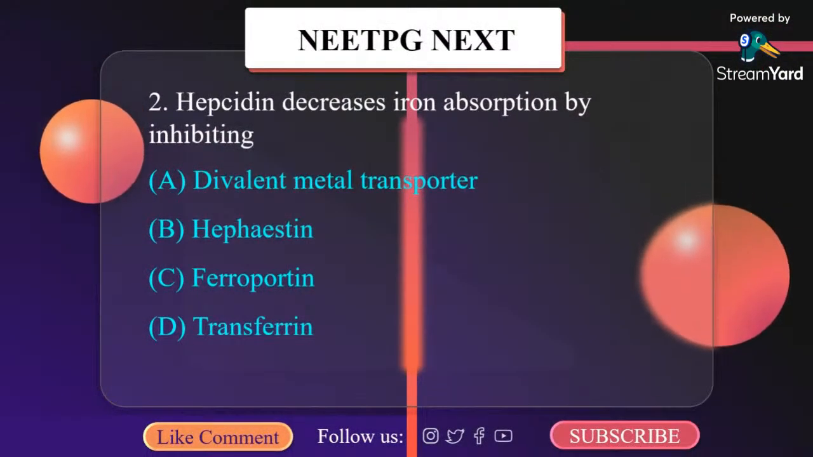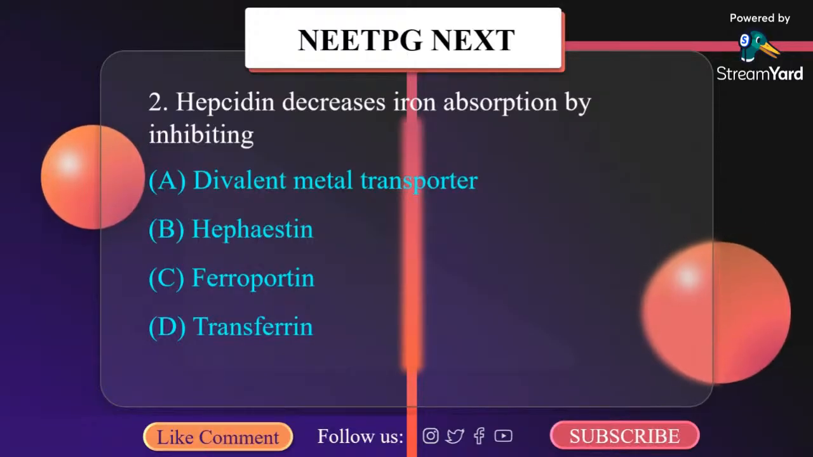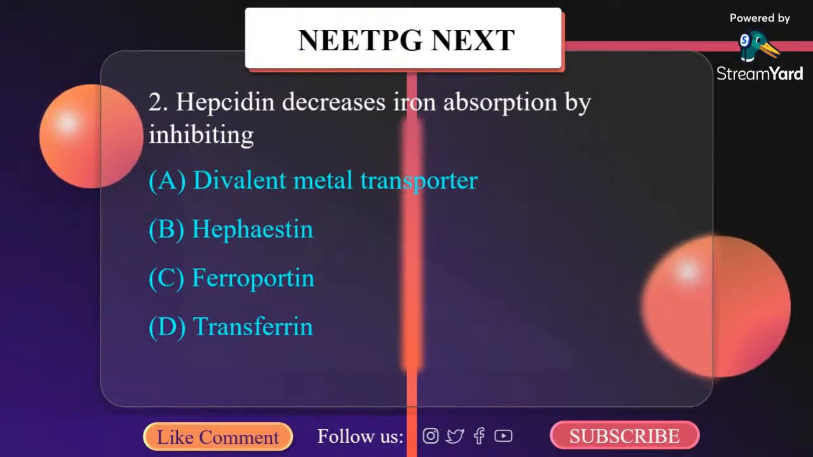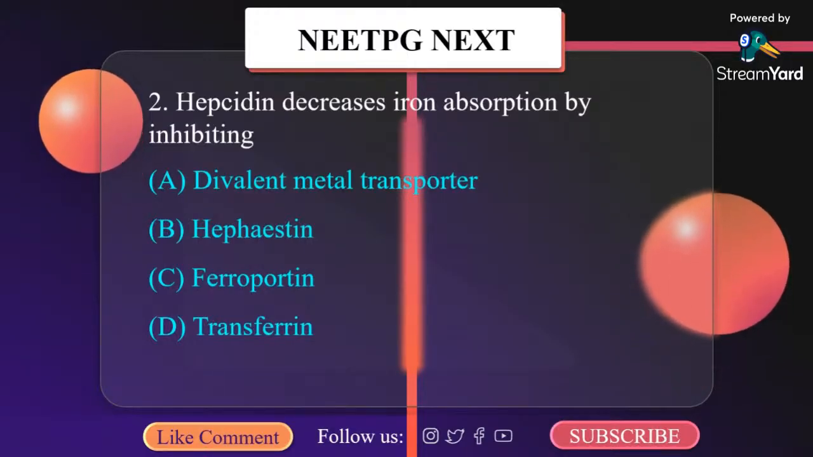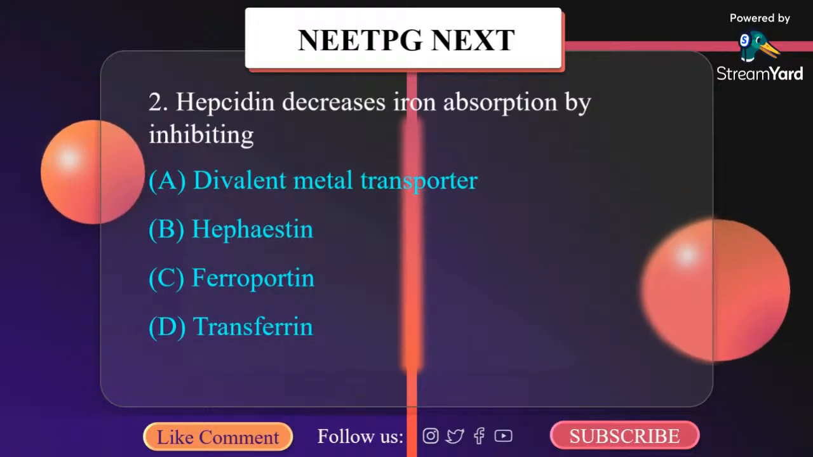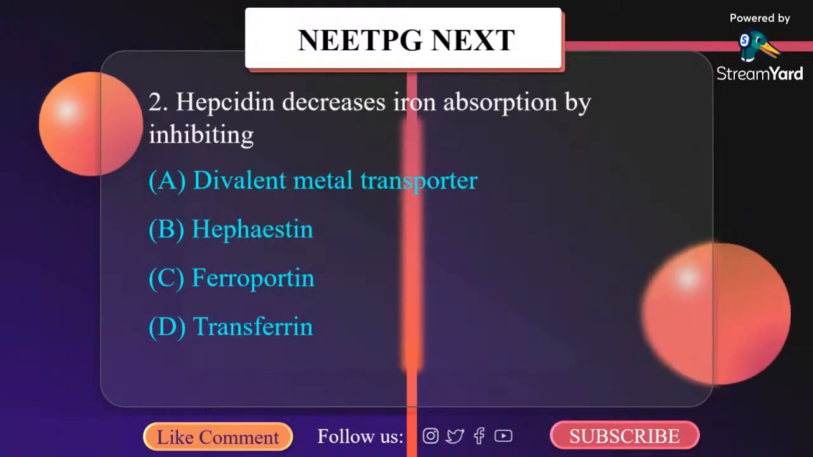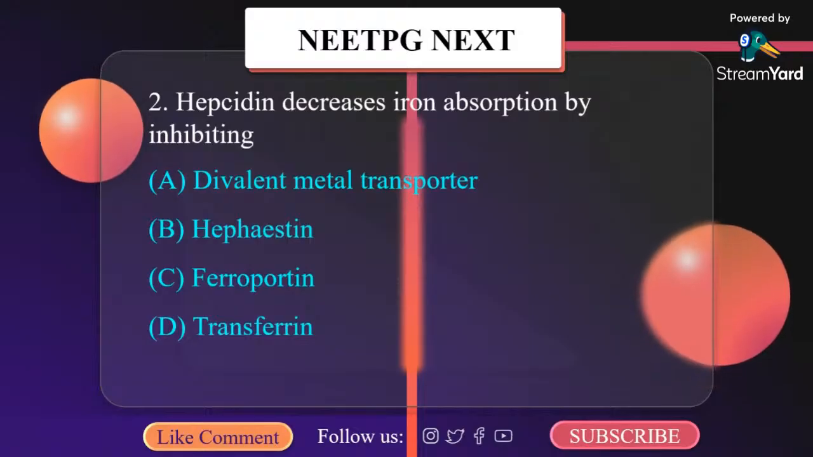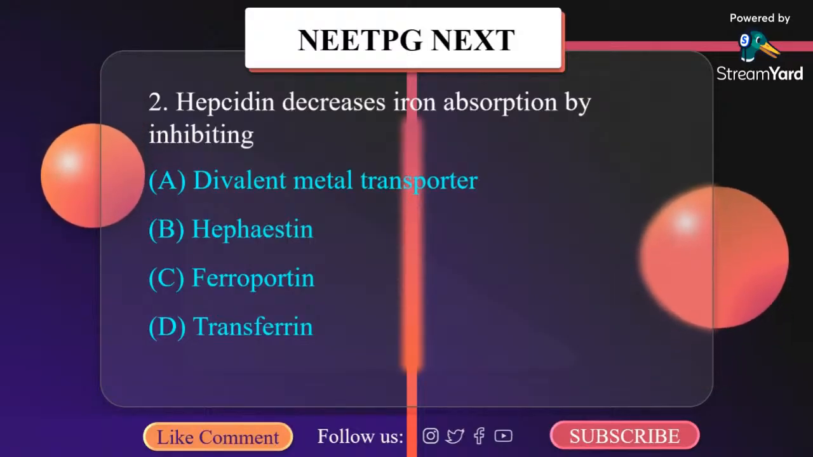Hepcidin decreases iron absorption by inhibiting A. Divalent metal transporter, B. Hephaestin, C. Ferroportin, D. Transferrin. Now this hepcidin regulates the iron metabolism. It mainly regulates iron entry in circulation. By inhibiting ferroportin, hepcidin reduces dietary iron absorption.